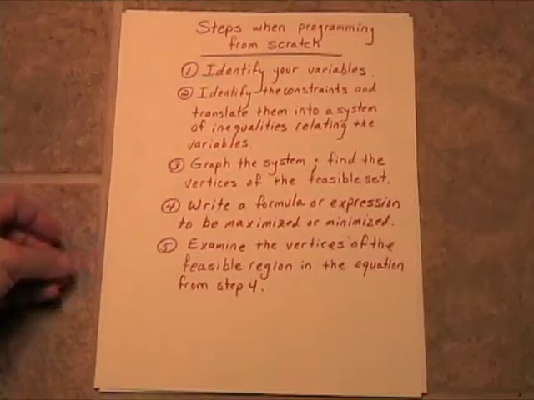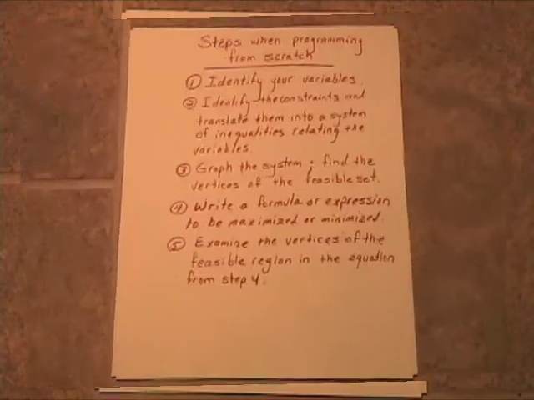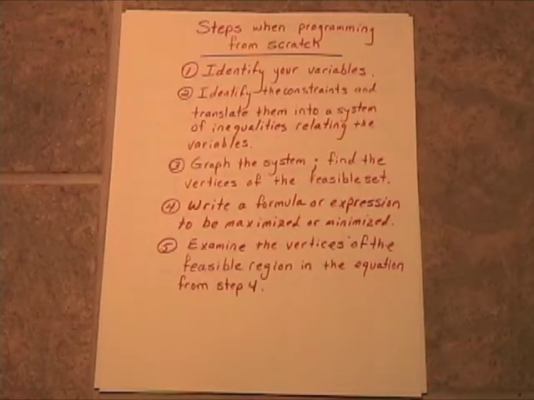First of all, they're going to have to identify their variables, and then they're going to have to identify their constraints, the things that are holding them in. And they're going to have to translate those constraints into a system of inequalities that relate the variables. Then they're going to have to graph the system and find the vertices of the feasible set. Then once they have those vertices, they're going to write a formula or an expression to be maximized or minimized, and that will be their profit in this particular case, their profit expression.